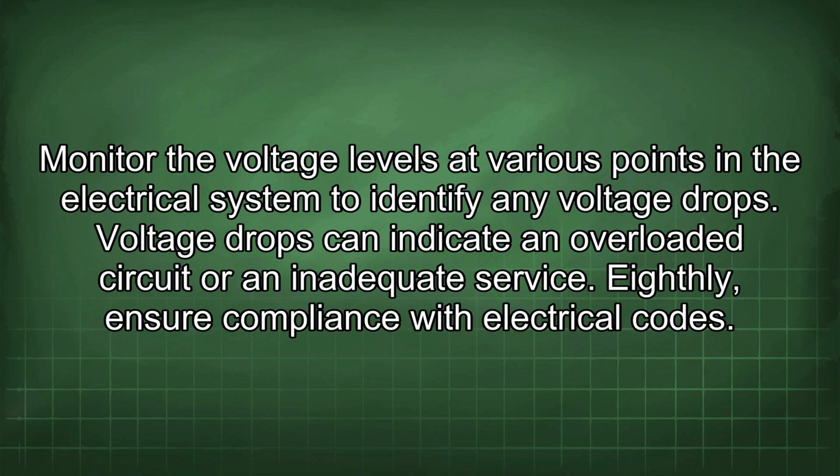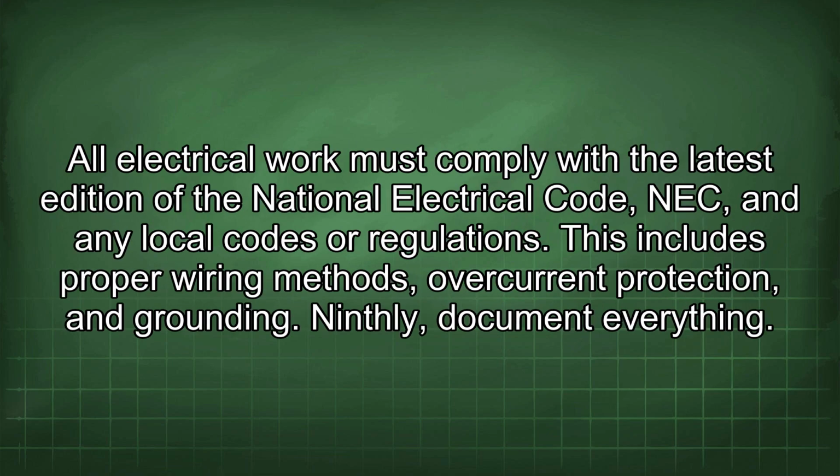Monitor the voltage levels at various points in the electrical system to identify any voltage drops. Voltage drops can indicate an overloaded circuit or an inadequate service. Eighthly, ensure compliance with electrical codes. All electrical work must comply with the latest edition of the National Electrical Code, NEC, and any local codes or regulations. This includes proper wiring methods, overcurrent protection, and grounding.